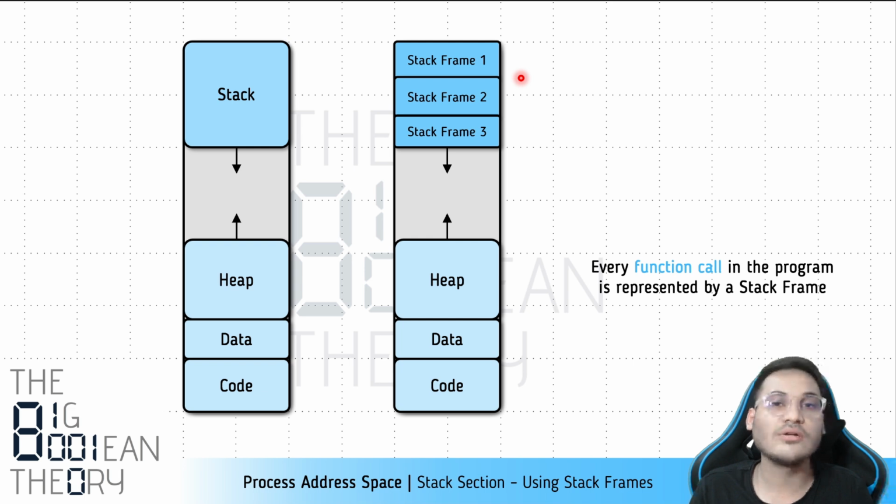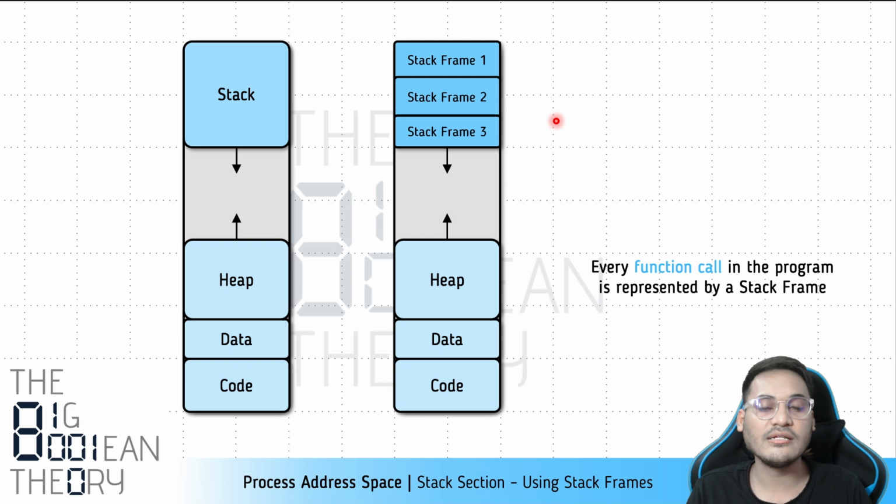This concept is very similar to the process control block. In one of the earlier videos, when we were talking about how we can represent a process, we said that in order to represent a process, we collect all of the relevant pieces of information and put that into a data structure, which is called the process control block. In a similar way, here we want to represent a function call. So we will collect all of the relevant pieces of information, all of the associated data, and put it into a data structure, which we call the stack frame. And for every function call, you will have a stack frame in the stack section.